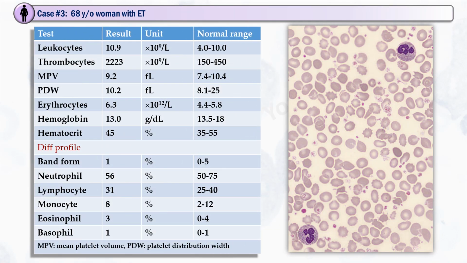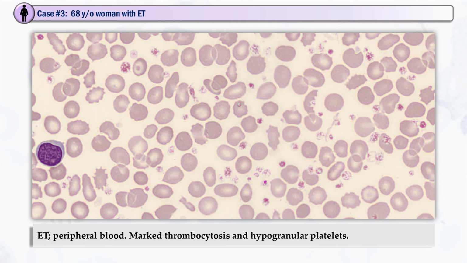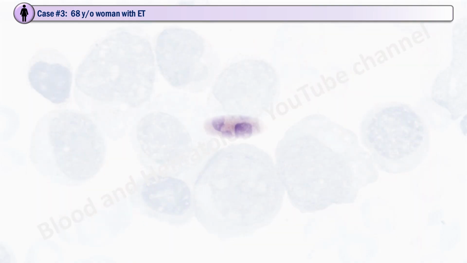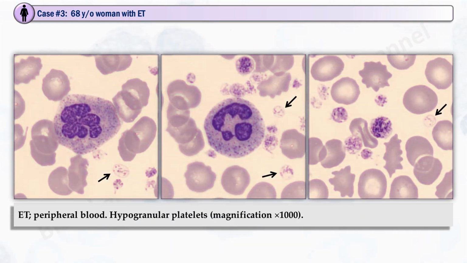CBC results and peripheral blood film of a 68-year-old patient with essential thrombocythemia showing marked thrombocytosis. Peripheral blood films showing marked thrombocytosis and hypergranular platelets. Peripheral blood films showing hypergranular platelets.